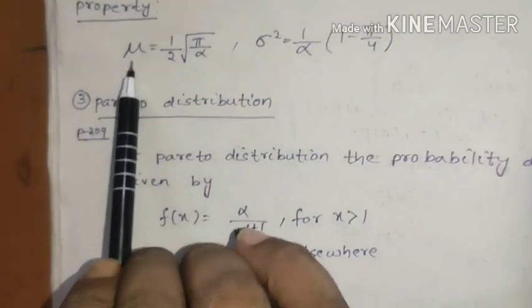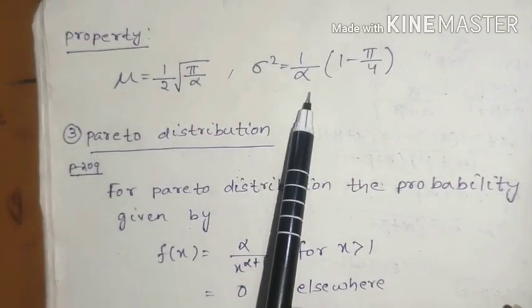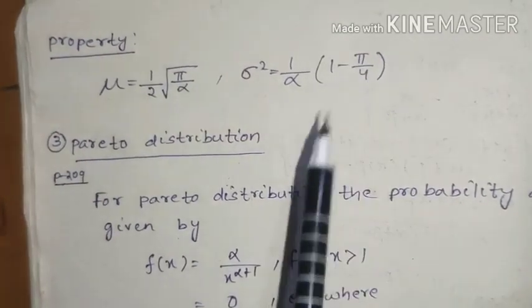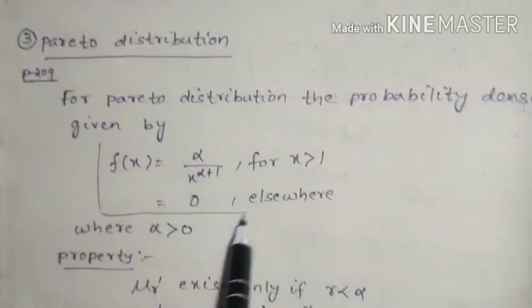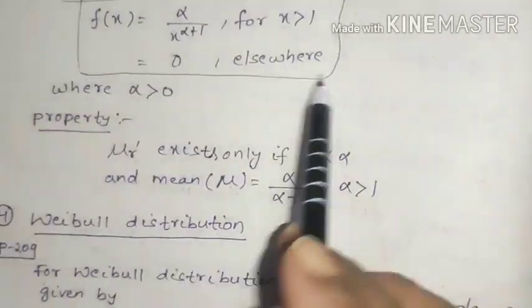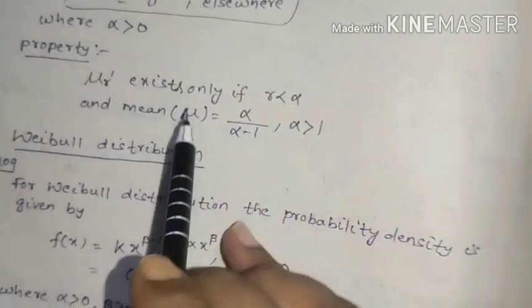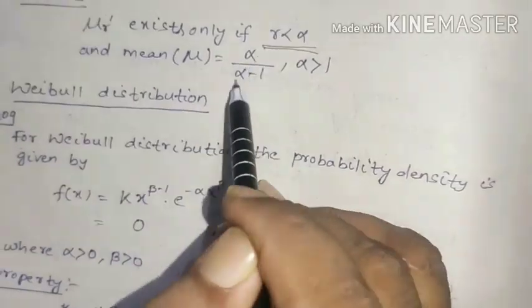Distribution mean is equal to half into root over pi by alpha, and sigma square variance is equal to 1 by alpha whole into 1 minus pi by 4. And Pareto distribution, f of x is equal to alpha by x to the power alpha plus 1, x greater than 1 and 0 elsewhere, alpha greater than 0. Properties: mu r dash exists only if r less than alpha, and mean is equal to alpha by alpha plus 1.